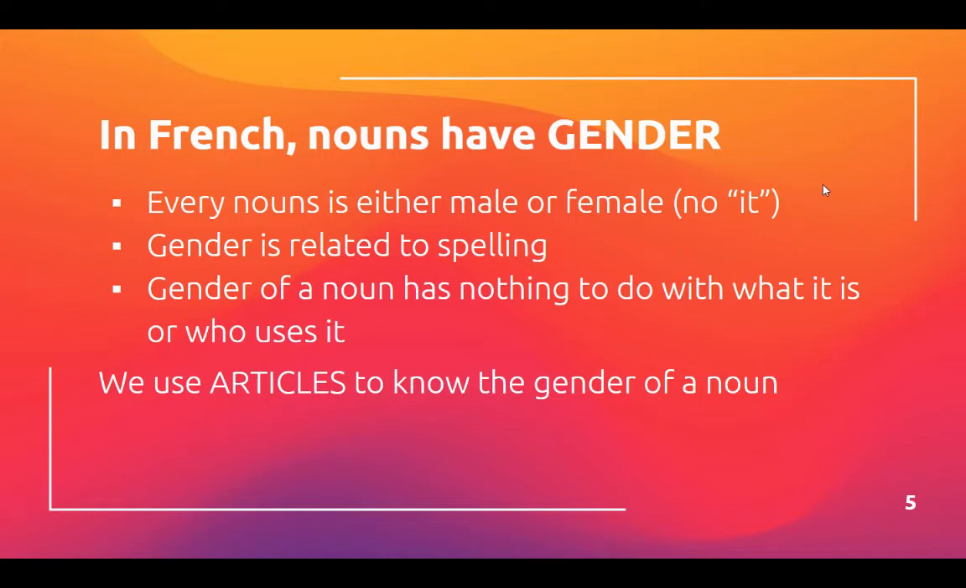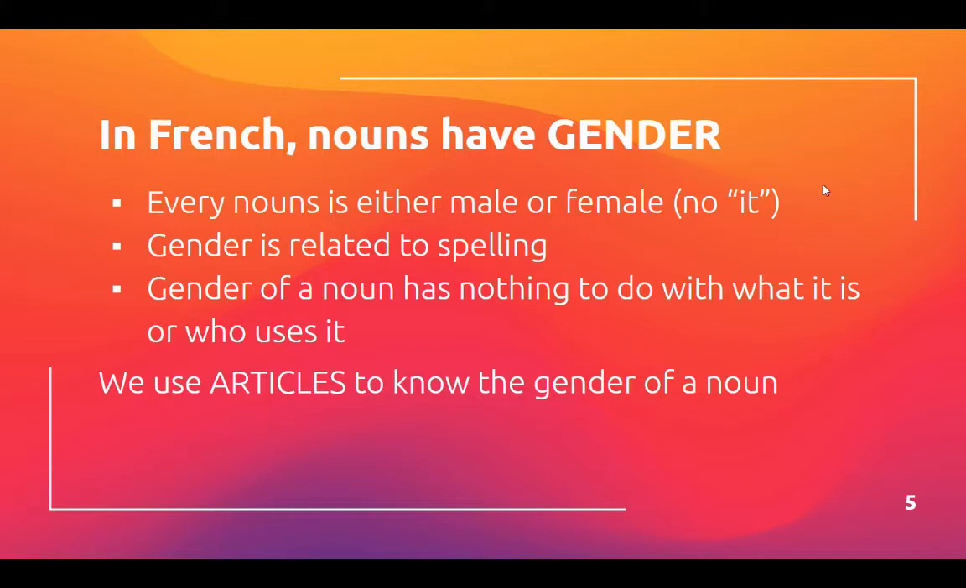In French, all the nouns have gender. This goes back to the ancient Latin, where every noun had a gender. There was no specific word for something that was just an it. Everything was either male or female, and the gender of the item is related to the spelling of the word that's given to it. It has nothing to do with what it is or who uses it.